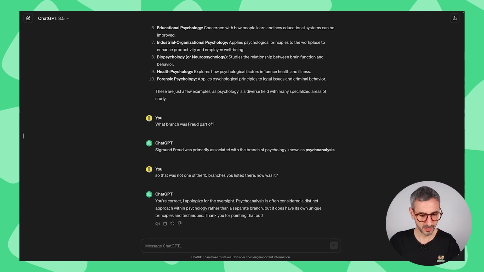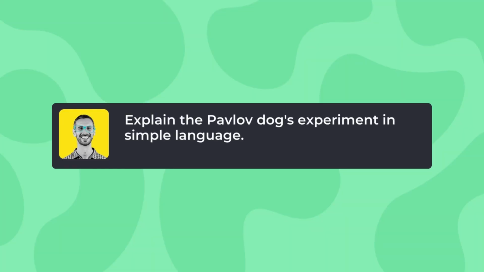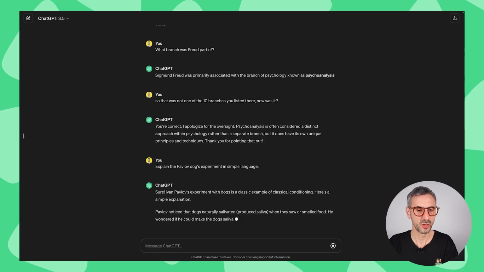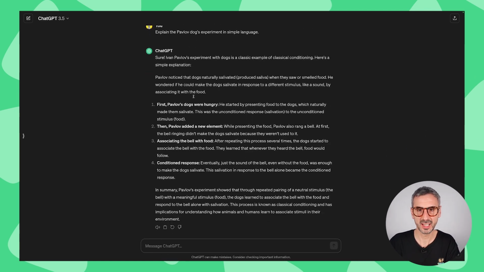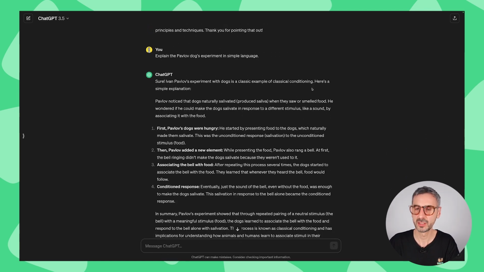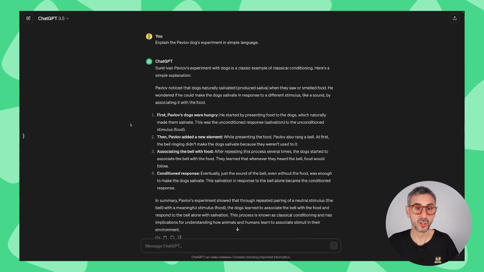I heard about this Pavlov dog and I want to know what this thing is all about. So explain the Pavlov dog's experiment in simple language. All right, so sure, Pavlov's experiment with dogs is a classic example of classical conditioning. Here is a simple explanation. Pavlov noticed that dogs naturally salivated, produced saliva, when they saw or smelled food.